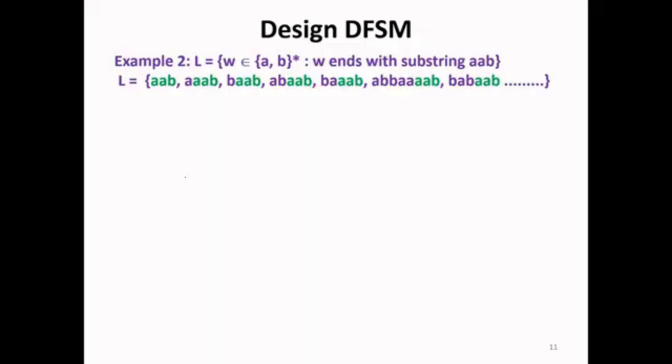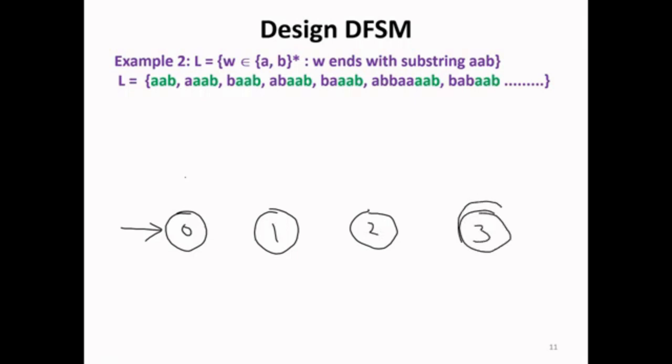So let us design it as we had done in the previous FSM. State 0, 1, 2, 3. 3 is the final state for the string A, A, B. So is this DFSM complete? No. We have to complete it in such a way that from each state we will have one compulsory transition for input symbol A and B.